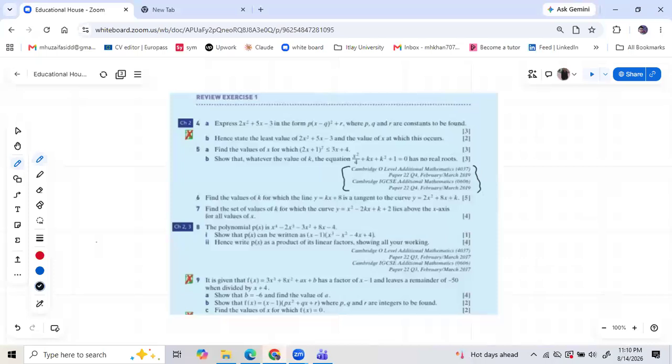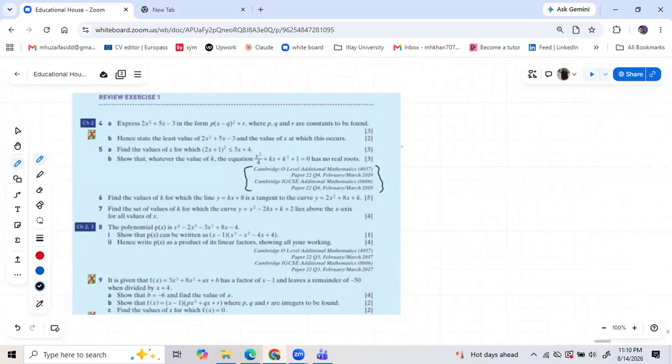Okay. So, express our equation, what our problem is: 2x square plus 5x minus 3, in the form of p into (x minus q) whole square plus r, where p, q, and r are constants to be found.